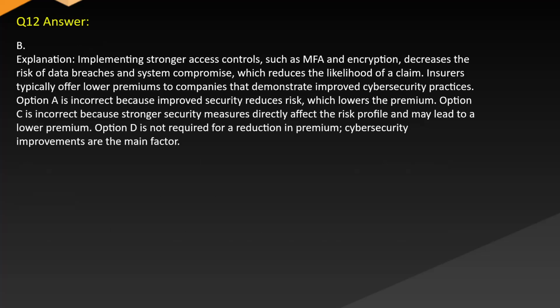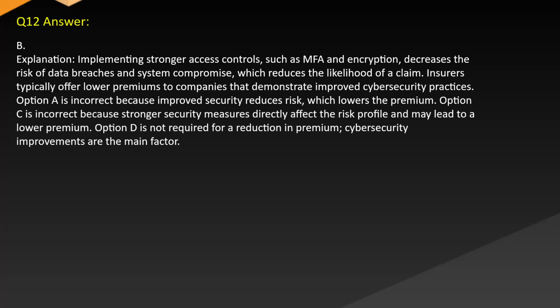Answer B. Explanation. Implementing stronger access controls, such as MFA and encryption, decreases the risk of data breaches and system compromise, which reduces the likelihood of a claim. Insurers typically offer lower premiums to companies that demonstrate improved cybersecurity practices.